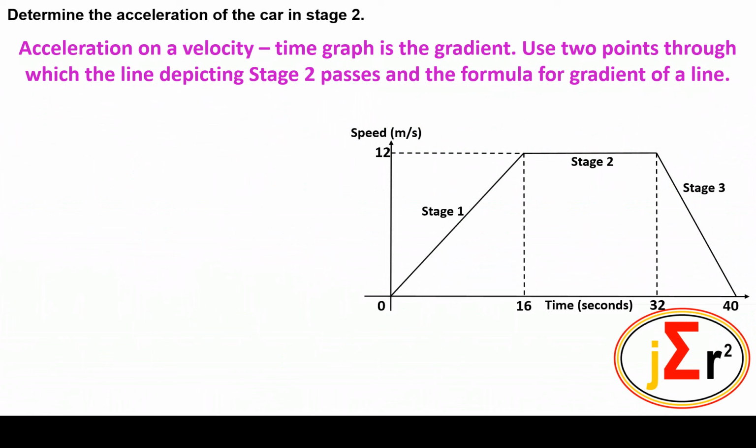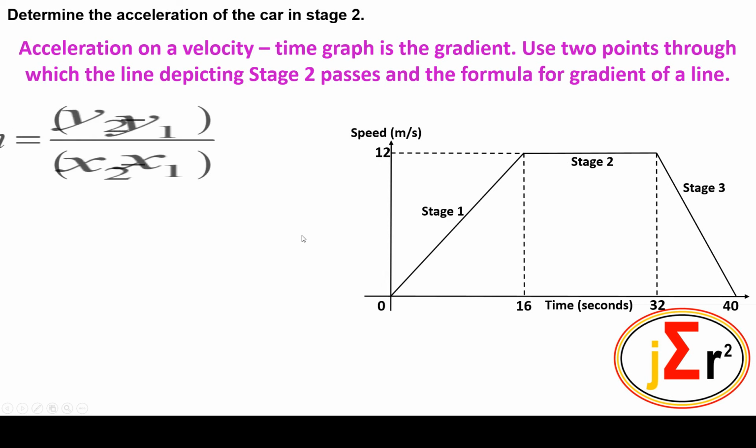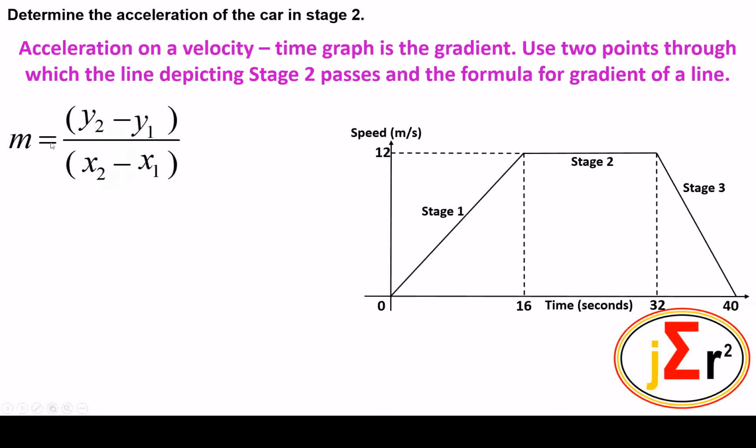We need to determine the acceleration. The acceleration will be the gradient of the graph in the required region. We therefore need to find the gradient in stage 2. In order to do that, we will have the formula for gradient. That is what we will use to determine the gradient, but not without the coordinates of 2 points that are in stage 2. We will have 2 points in stage 2.